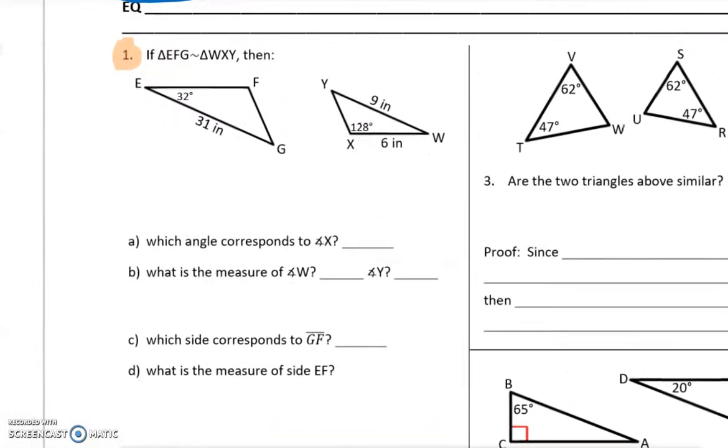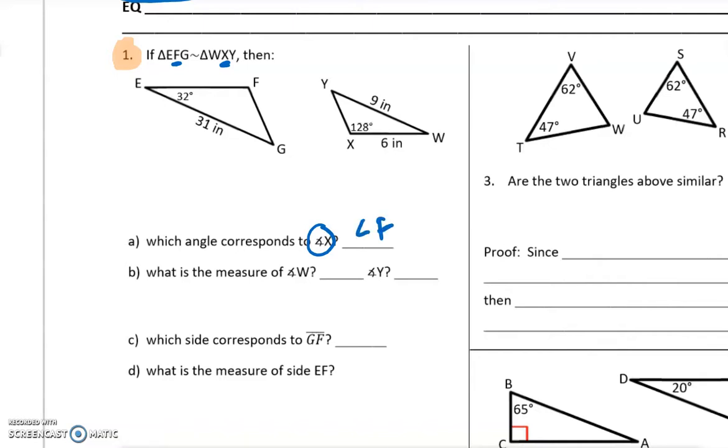It's giving us a similarity statement that triangle EFG is similar to triangle WXY. So we already know these triangles are similar. First, question A asks which angle corresponds to angle X? Well, we just need to look at the similarity statement. We can see angle X up here, and angle F is in the same position. Order matters in the statement, so angle F does.